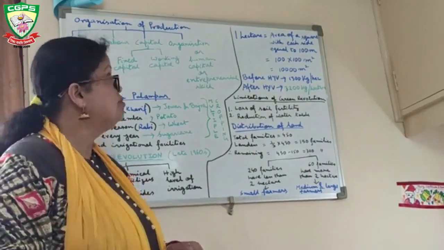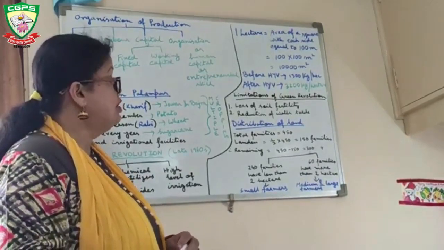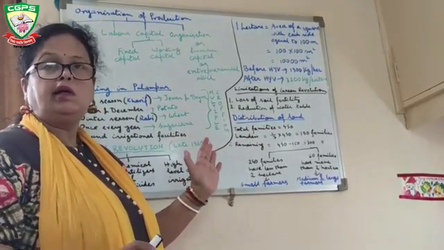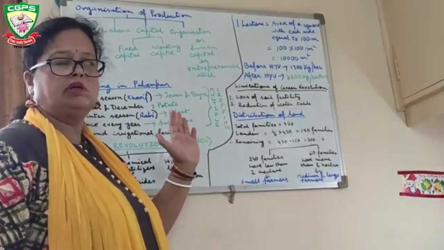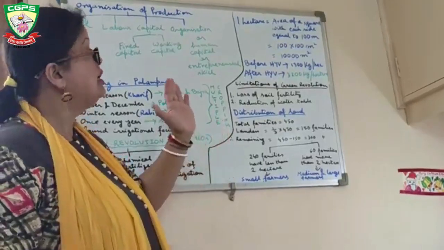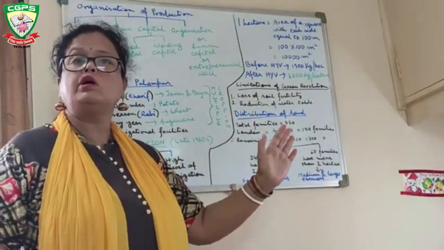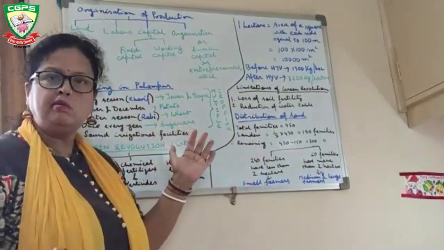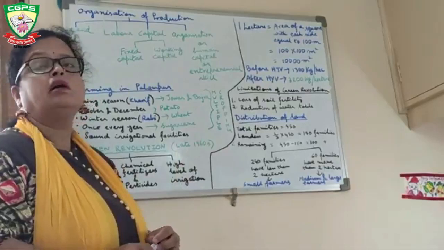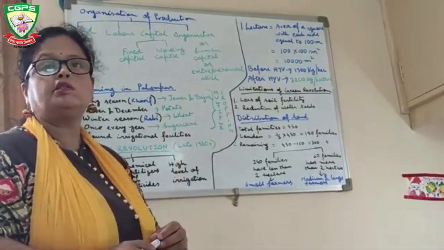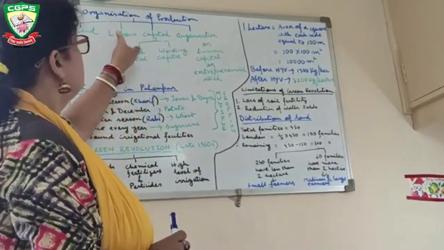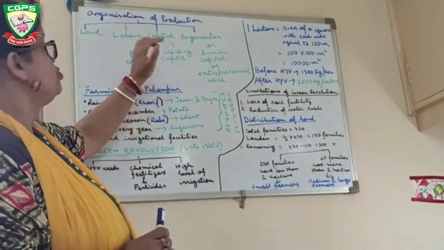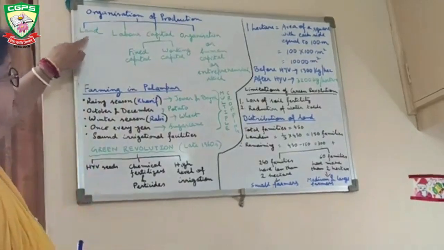So I think whatever I have taught you is clear to you. This is for land, and whatever discussion regarding land is there in your book, I have discussed all those. In my next class, I am going to explain the next factor of production, that is labor, and then capital, and then organization. So today we have finished this portion, that means land.